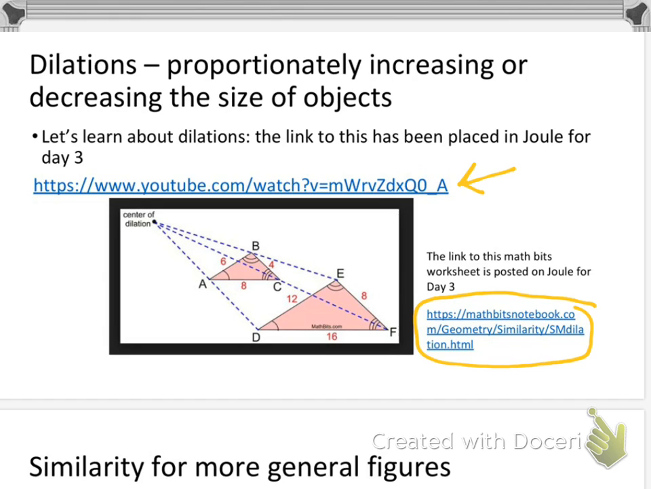Dilations are basically taking one figure and making another figure that is similar to it by either enlarging it or shrinking it. In this example, you take the ABC triangle and dilate it as a bigger triangle, and they tell you what ratio you're going to do that with. So here's your bigger triangle, and you're going to be doing it on a coordinate grid.